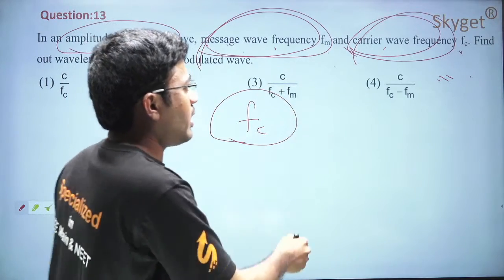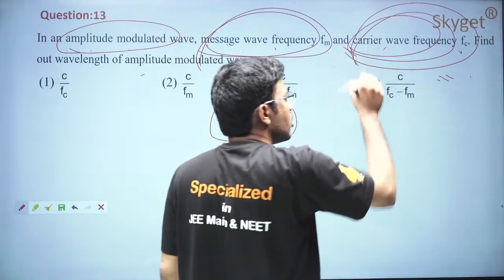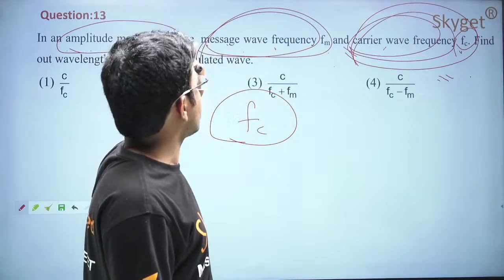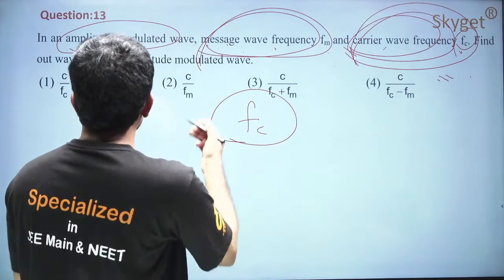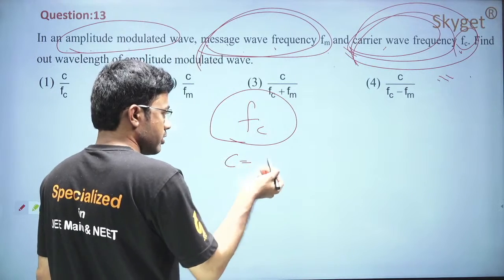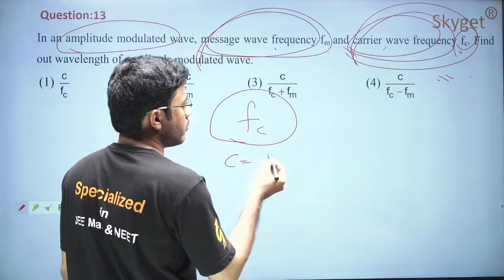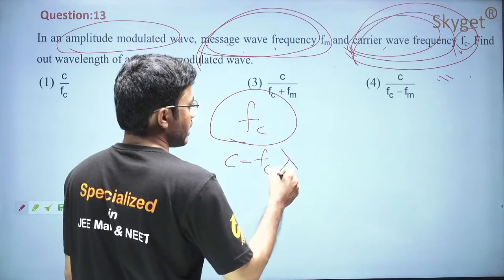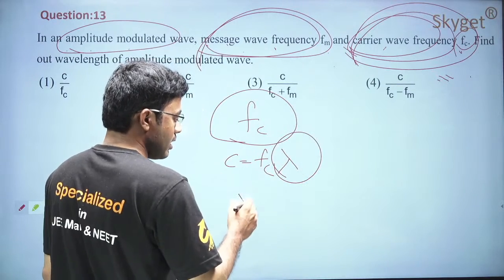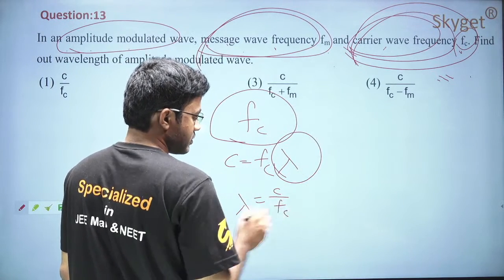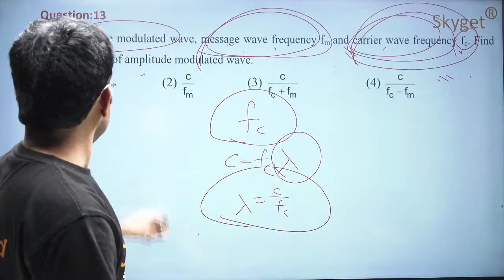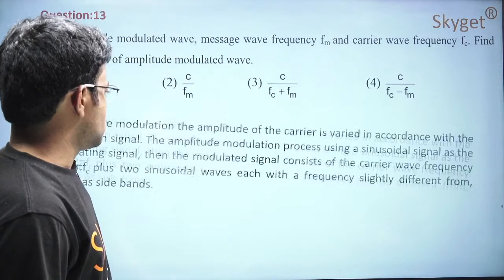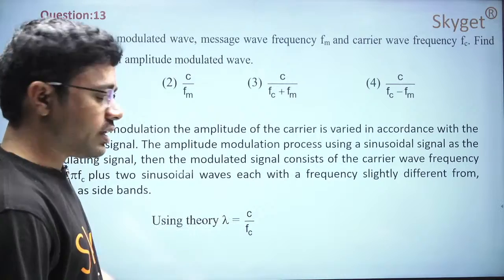In general, as the signal has to be transmitted over long distances, the carrier wave frequency is usually very high when compared to the message wave frequency. So, as you know, the speed of light or any speed of an EM wave is equal to frequency into wavelength. Here the frequency with which it is transmitted is fc, into wavelength lambda. As he is asking the value of wavelength lambda, lambda is equal to c by fc. So it is option 1.